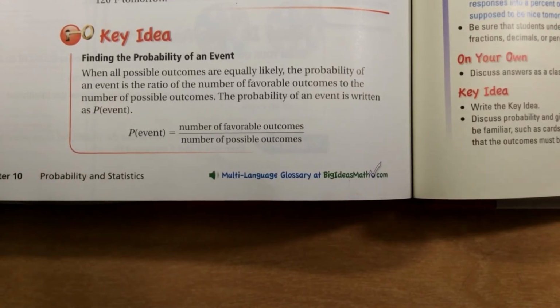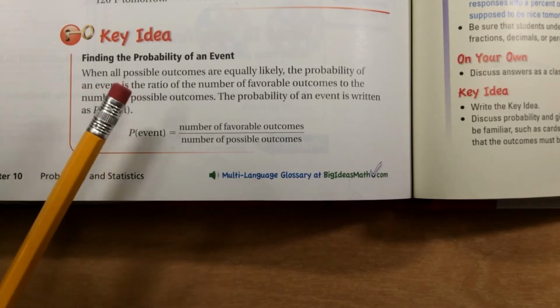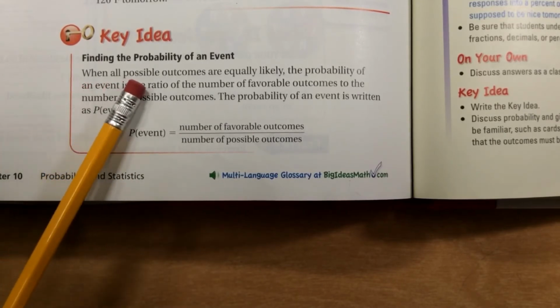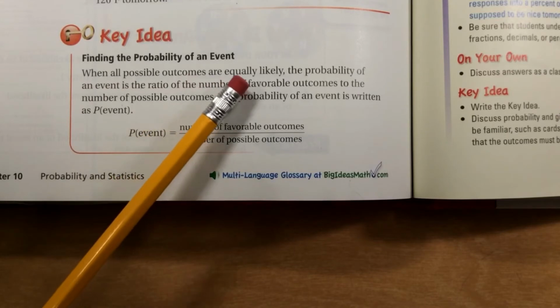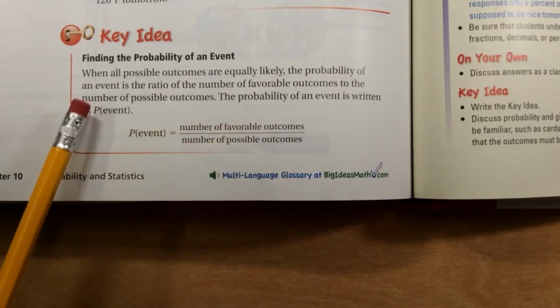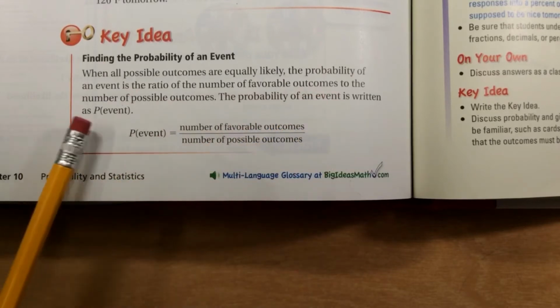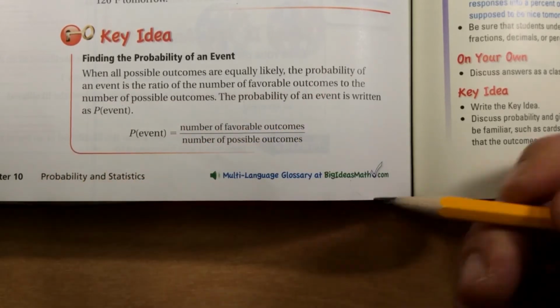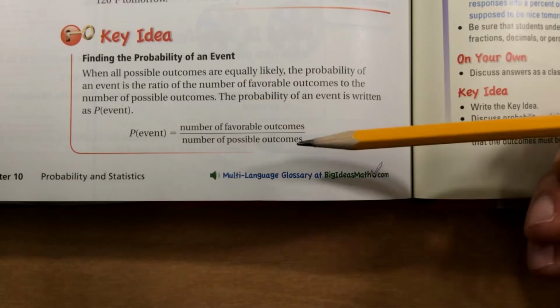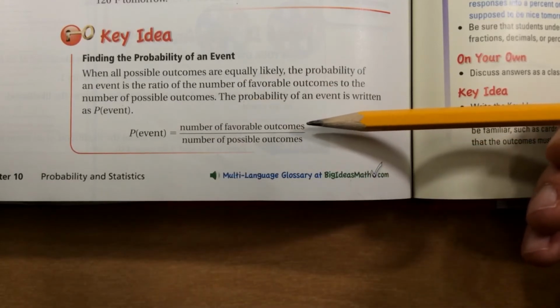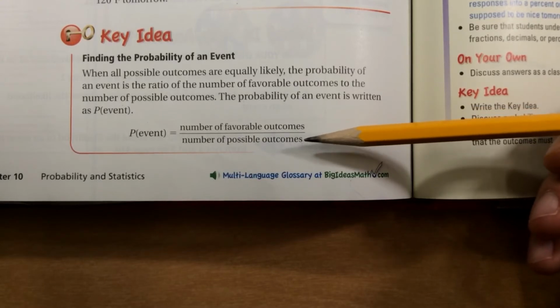Down here, another key idea for this section, finding the probability of an event. So now we're looking at what is the number. When all possible outcomes are equally likely, the probability of an event is the ratio of the number of favorable outcomes to the number of possible outcomes. So here's how we write it. The probability of the event, how many things that we want to happen could happen, and how many possible things could happen.